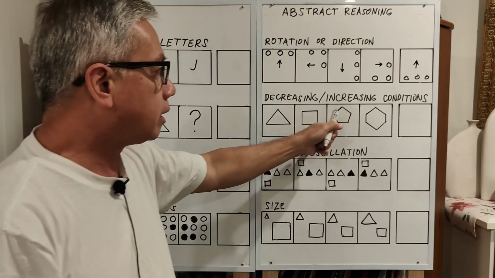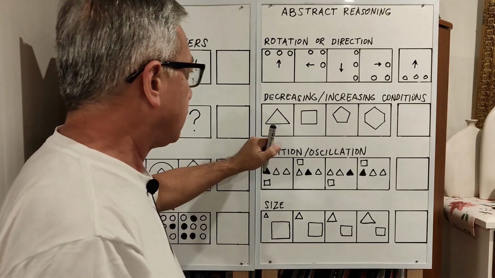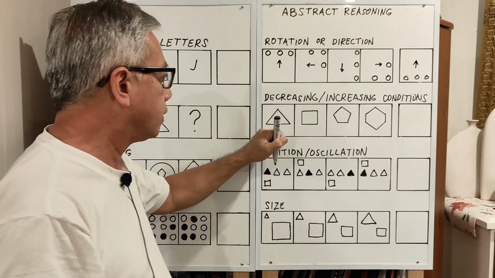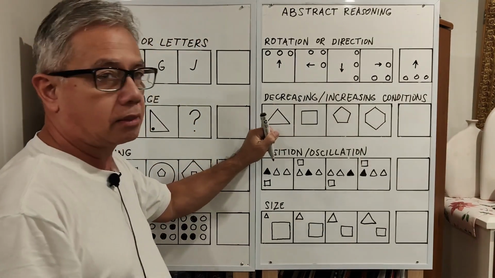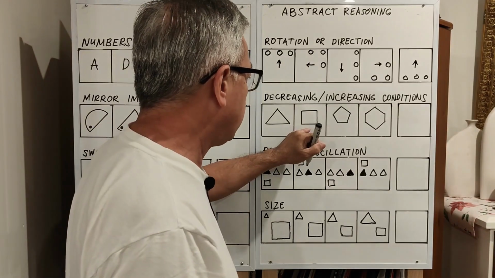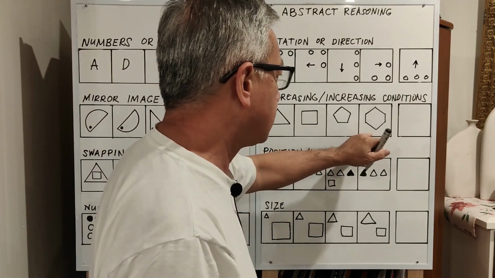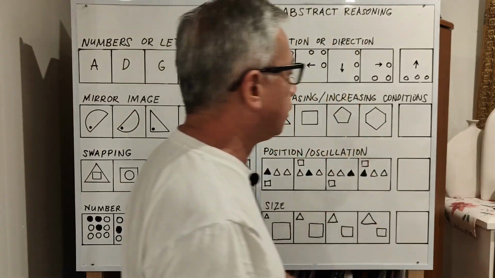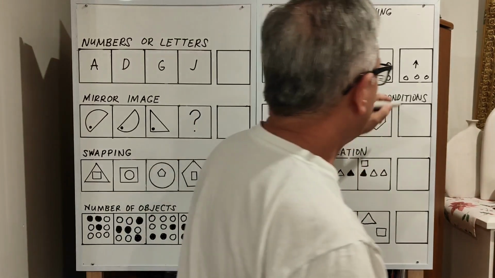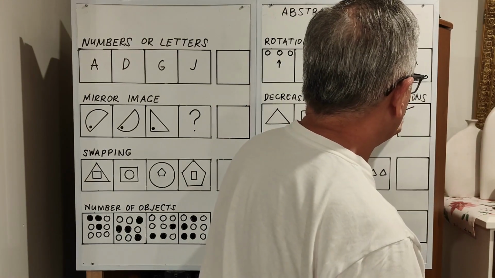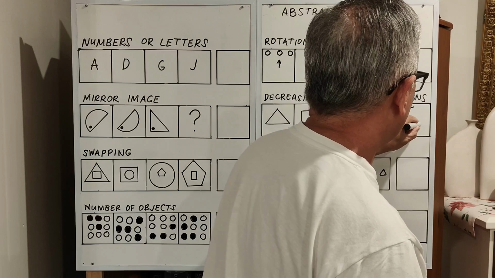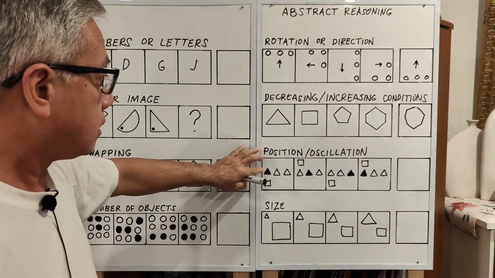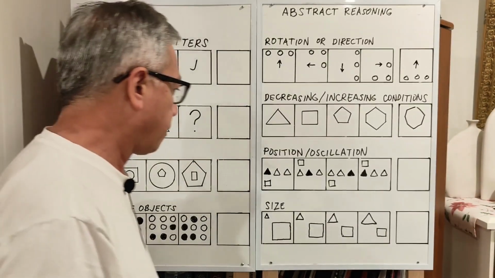Second is decreasing or increasing conditions. If you will notice, these objects have an increasing number of sides. First is a triangle which has 3 sides. Then it becomes a square, 4 sides. This has 5 sides. This has 6 sides. Now you are looking for something that has 7 sides. 1, 2, 3, 4, 5, 6, 7. A heptagon.